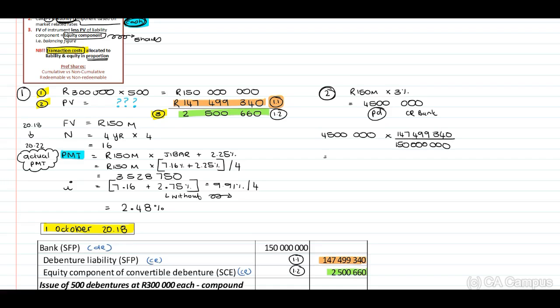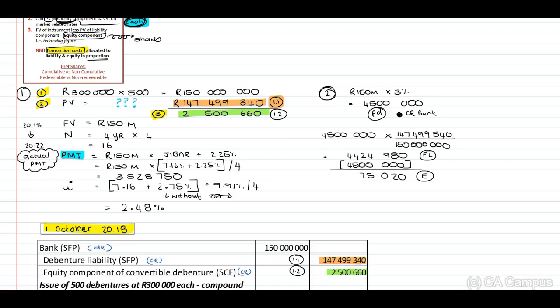And this will be an allocation of 4,424,980. And we will have to determine our balancing figure, which will be allocated to equity. This will be allocated to our financial liability and our equity portion. Therefore, deduct the 4.5 million, and our equity portion will be 75,020.